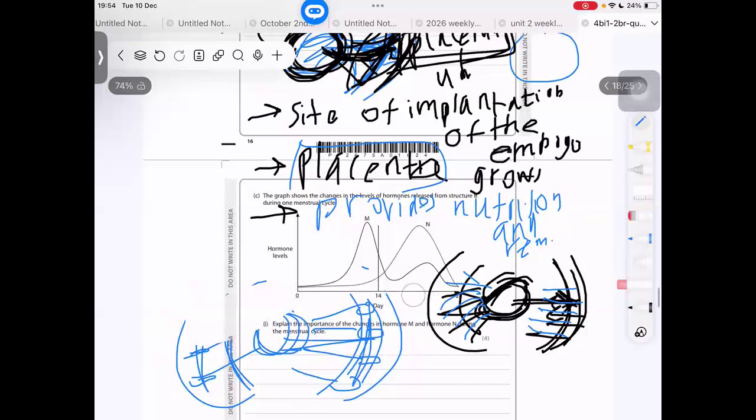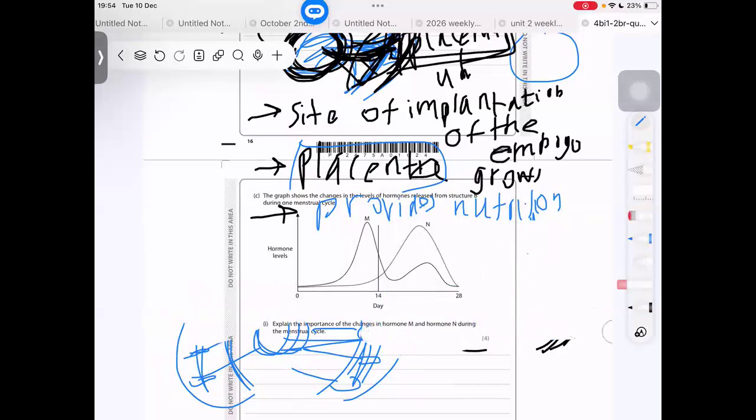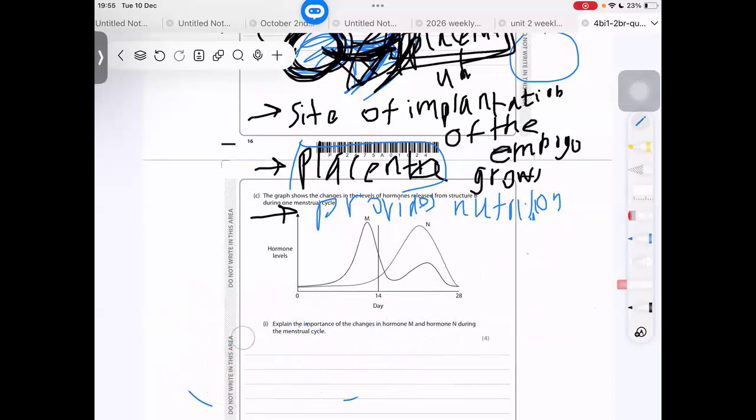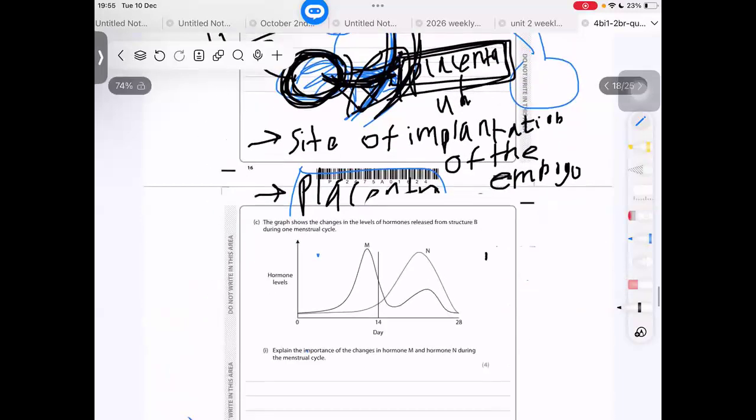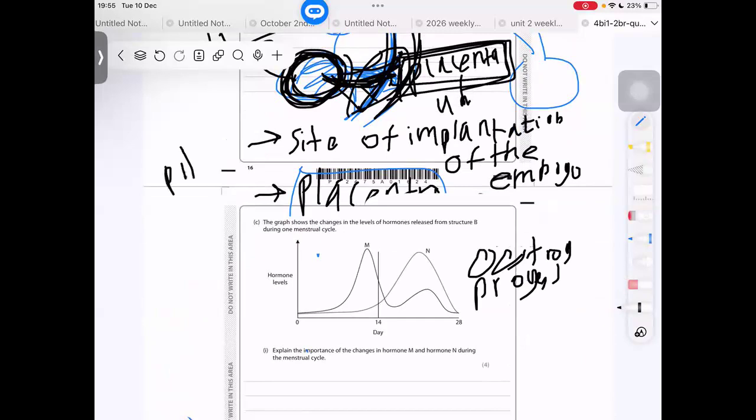Right. Then the C1, here they have asked, the graph shows the changes in levels of hormones released from structure B. Right, what is structure B? B is our ovary. Ovary secretes only two hormones. One is the estrogen, the other is the progesterone. Then what is LH and FSH? LH and FSH are created by our pituitary gland, not secreted by the ovary, right? Estrogen and progesterone are the ones secreted by the ovary.